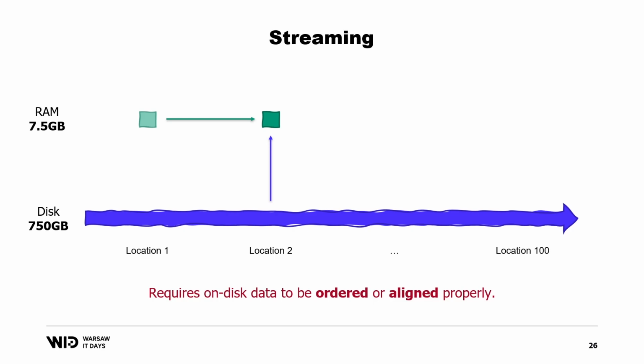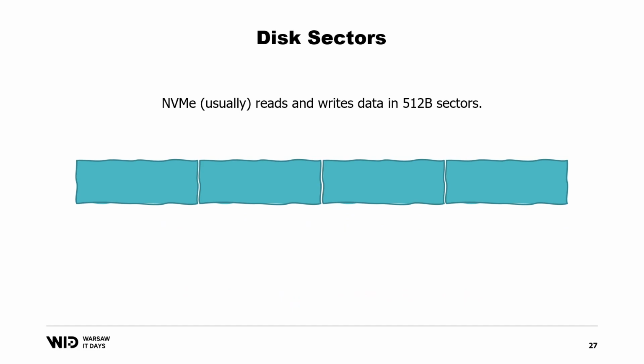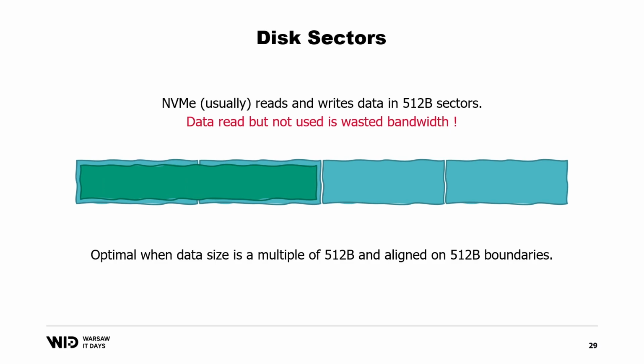To understand those requirements, you need to know that NVMe reads and writes data in sectors of half a kilobyte. And the earlier performance values, like 3.5 gigabytes per second, assume that sectors are being read and used in their entirety. If we only use one portion of the sector, but the entire sector has to be read, then we are wasting bandwidth and dividing our performance by a large factor. And so it is optimal when the data that we read is a multiple of half a kilobyte and is aligned on the boundaries of the sectors.